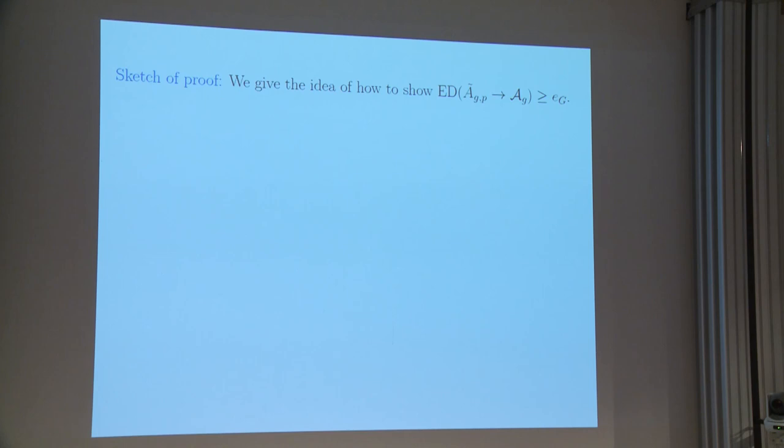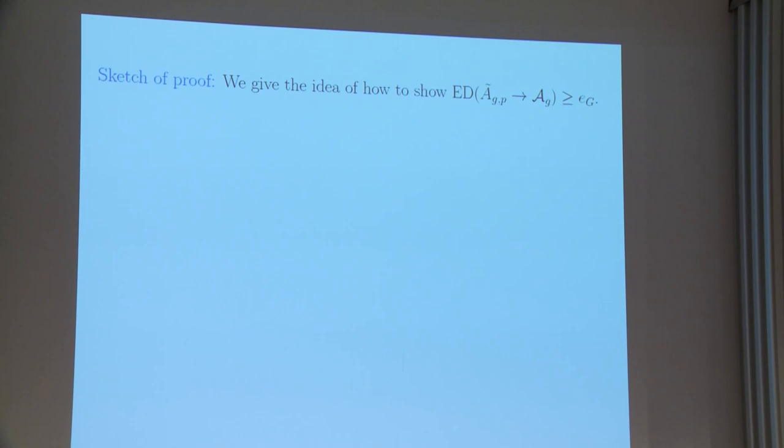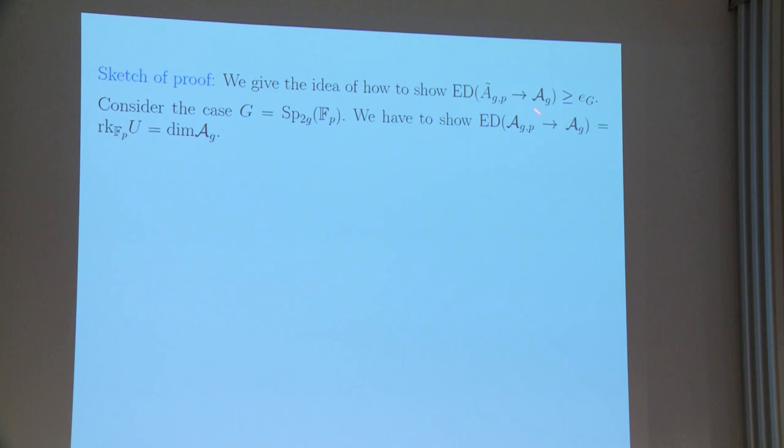Okay, so let me sketch a proof of how you show this bound on the essential dimension. This should be a capital G. The reason I put a small g was psychological, because I want to restrict immediately to this case. So the general case is kind of similar. So we want to show that the essential dimension of this covering is just equal to the rank of this maximal unipotent, which is the dimension of AG.